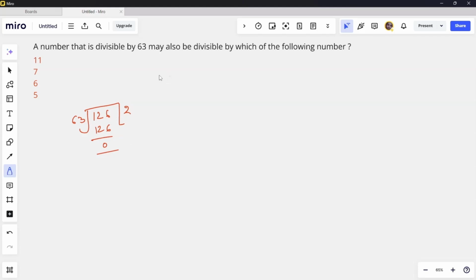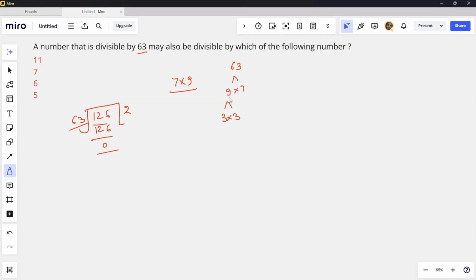It is basically asking, if a number is completely divisible by 63, which option also divides that particular number? What is 63? 63 is nothing but 7 into 9. 9 7s are 63. If we do prime factorization of this number, it becomes 9 into 7, which is also 3 into 3 into 7.